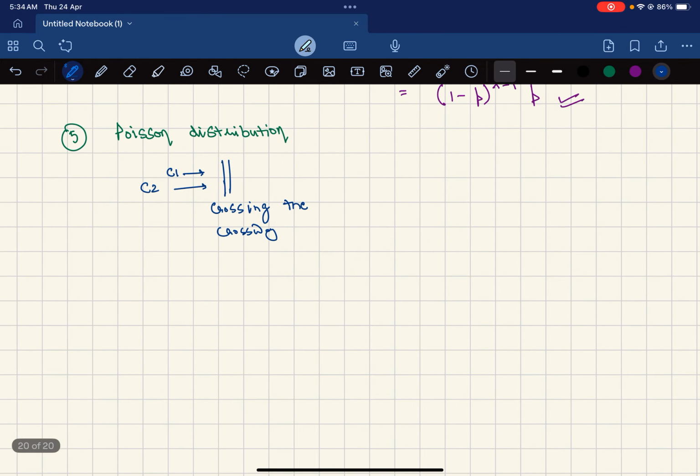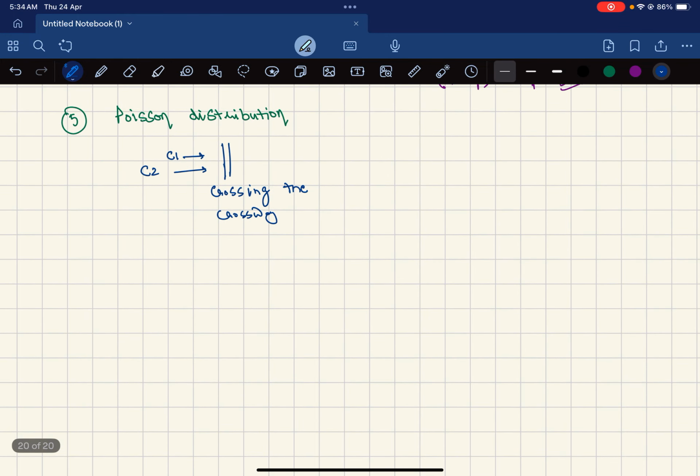Now coming back to Poisson distribution, here we were looking at the example of cars crossing the crossway and the parameter here. So we denote it by lambda, and this denotes the average number of arrivals per unit time.